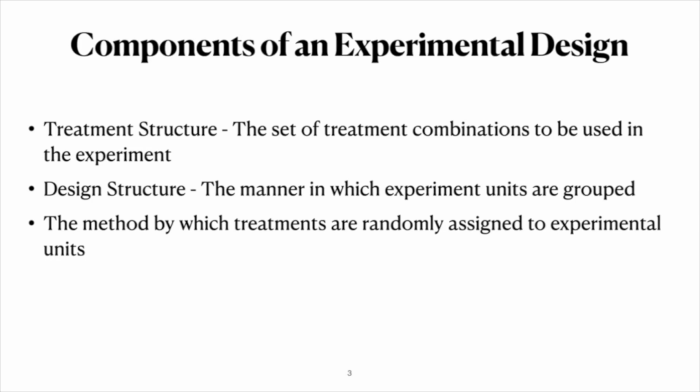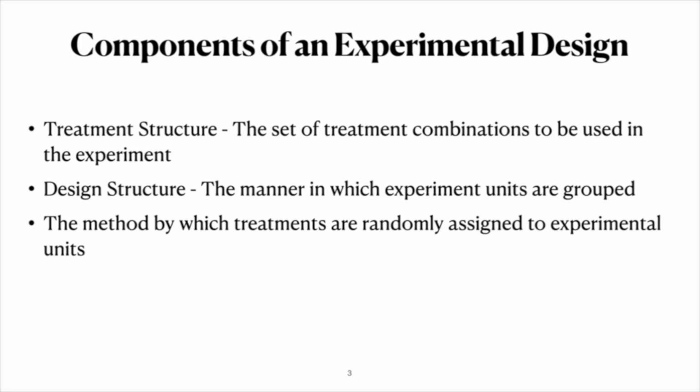So the components of an experimental design consist broadly of the treatment structure for the experiment, the design structure for the experiment, and then thirdly, the method by which treatments are randomly assigned to the experimental units. The way that the treatments are assigned to experimental units is very, very important. We cannot neglect to consider that because that really is the defining feature of an experimental design.